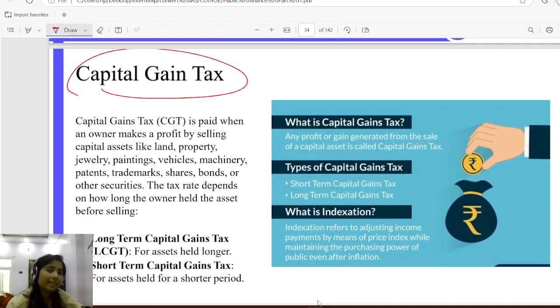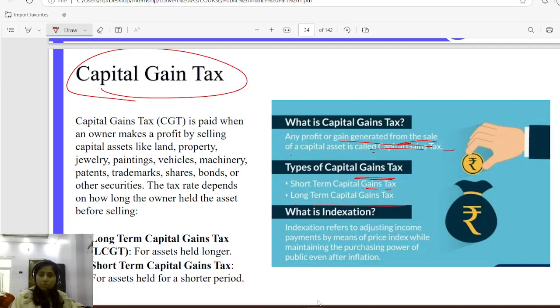Then capital gain tax, I have already explained that if you are selling some sort of property, in the form of vehicle, land or house, then you will be getting a huge profit at one point of time. So at that time, the government will come to you and say that you have earned a lot in a single time, so you should pay this much amount of tax to me. Okay, so what is capital gain tax? Any profit or gain generated from the sale of a capital asset is called capital gain tax. Types of capital gain tax: short-term capital gain tax, long-term capital gain tax.